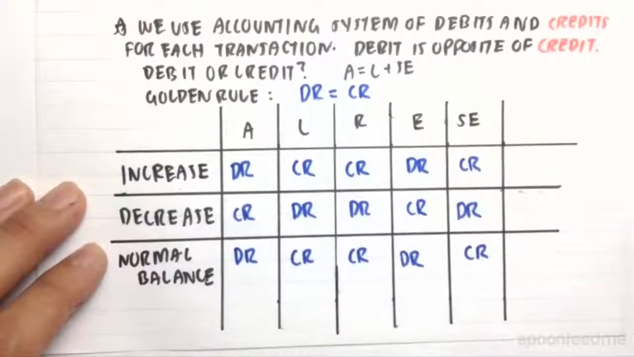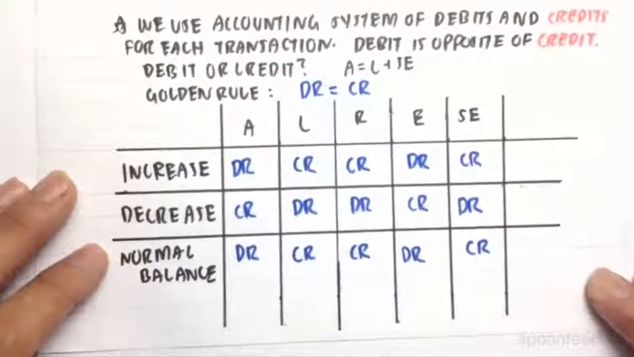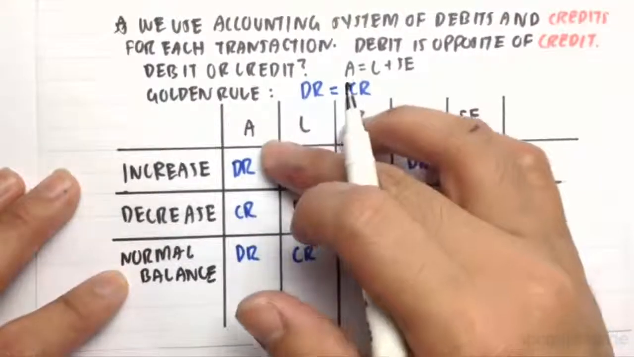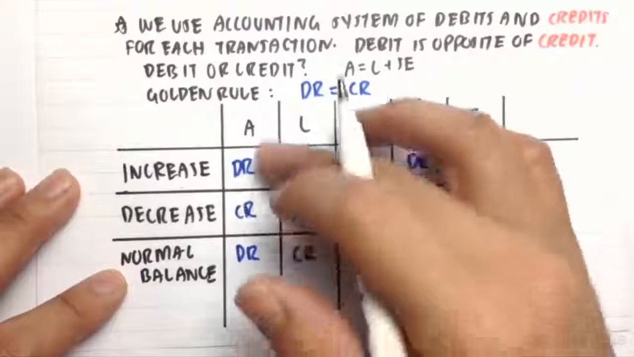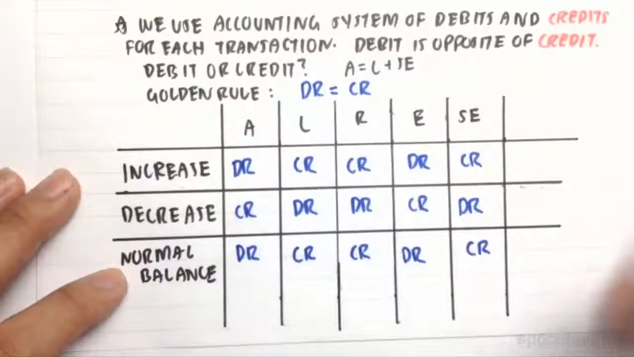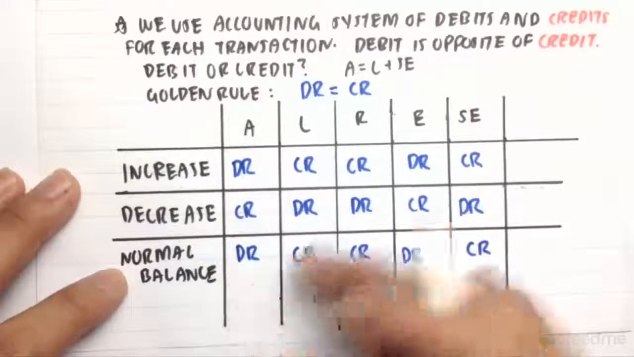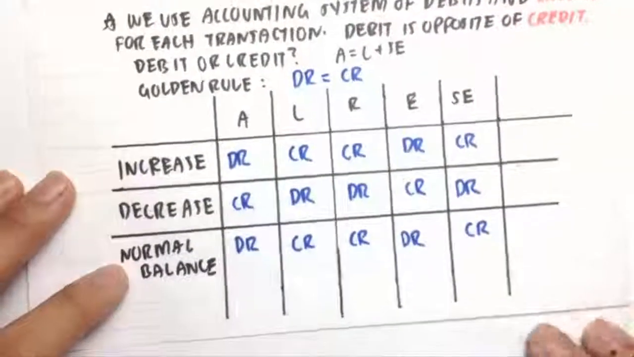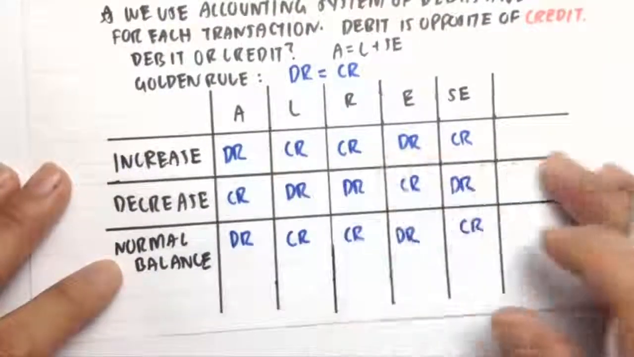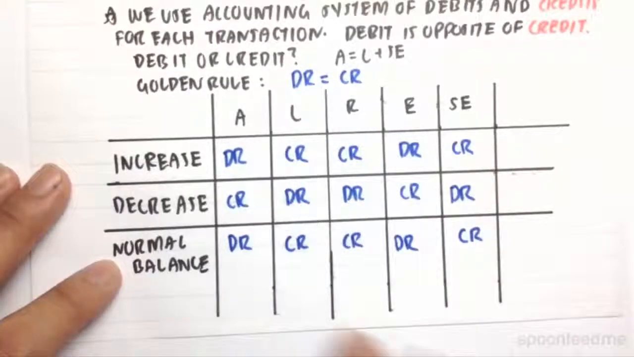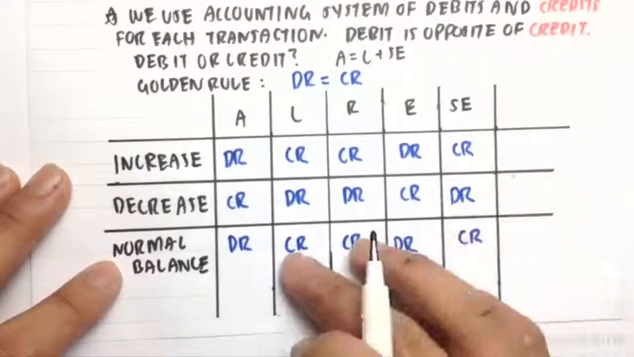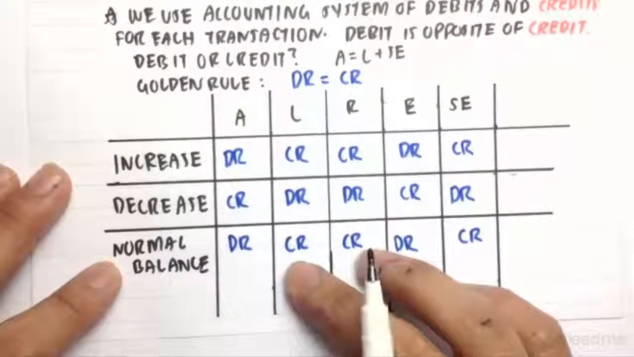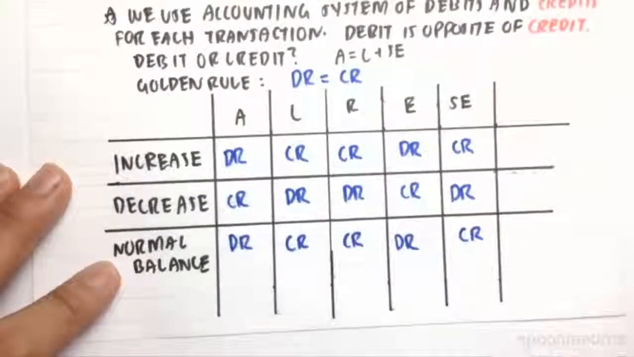So just to reiterate, in order to increase an asset with a debit balance, we obviously need to provide another debit. So that's why we have a debit here. And in order to decrease that debit balance, we need to use a credit, which is the opposite sign. Okay, so that applies for everything here. So obviously for liabilities, it's got a credit balance. To increase that credit balance, we add another credit. To decrease that credit balance, we subtract with a debit.